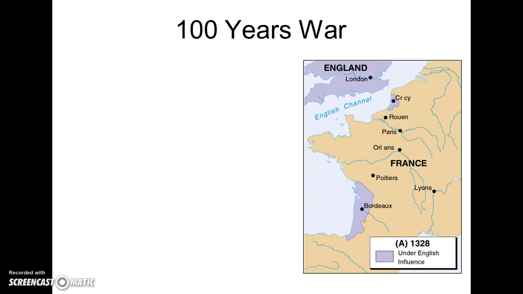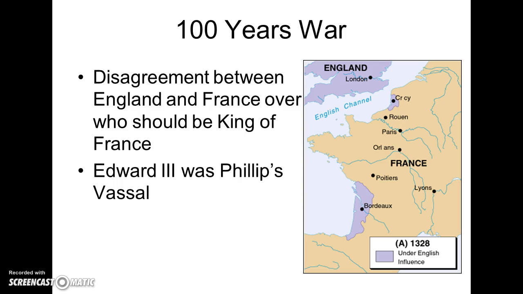So, 100 Years' War. It lasted about 100 years, as you probably guessed. It is between England and France, and it was fought over who should be the king of France. So, Edward III was English. He's actually Philip's vassal, but they each thought they should be the king of France. So the war is to decide which one of these guys should actually be king of France. If you're the king of England and you can conquer France too, then you would be the most powerful king in Europe at this time. You'd have an enormous kingdom.